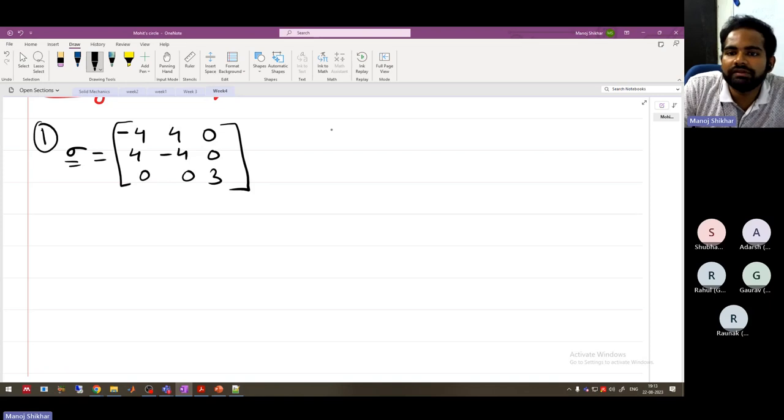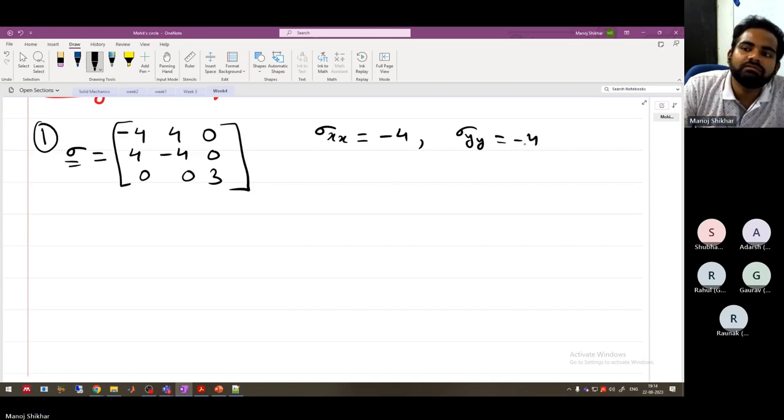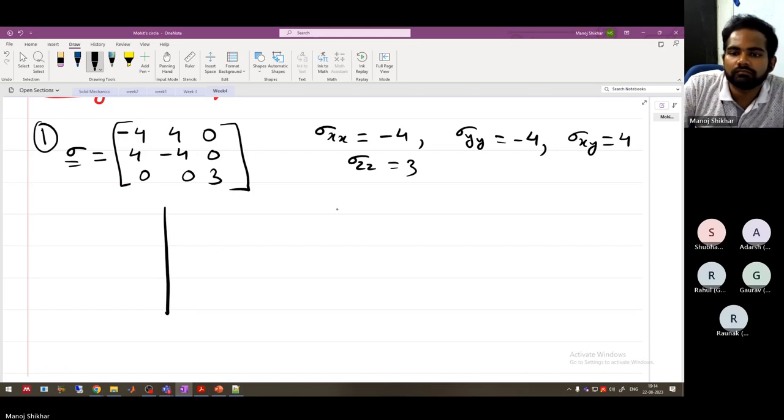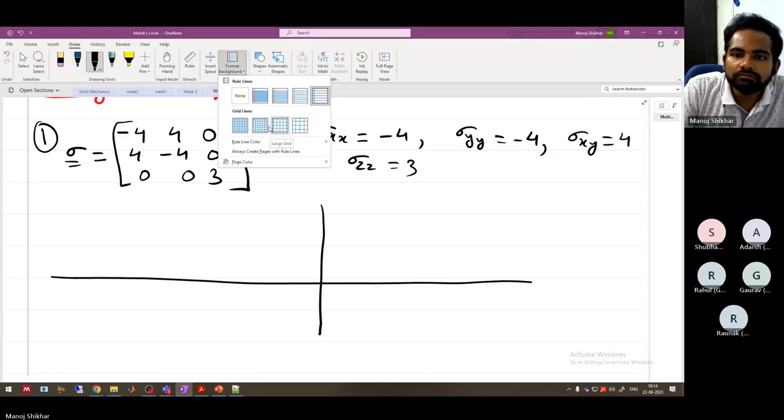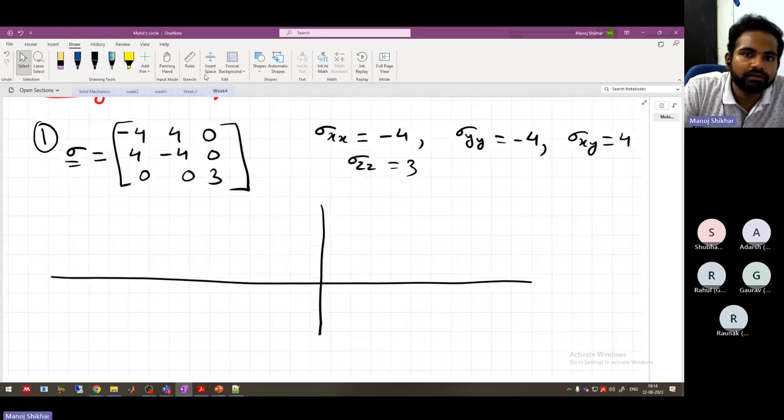Now to draw Mohr circle, what we need is sigma xx. So what is sigma xx? -4. What is sigma yy? This is -4. Sigma xy or tau xy is what? 4. Sigma zz is 3. Maybe graphical background will give us a better picture.